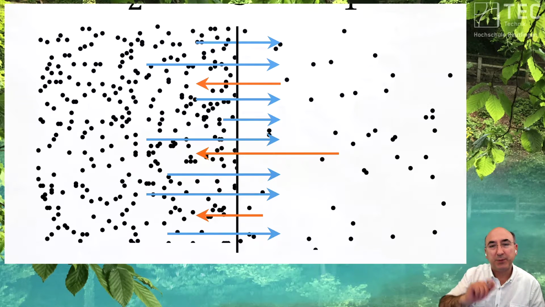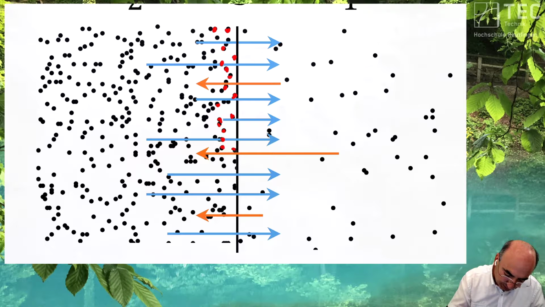Assume the pressure doesn't play a role. Just take a look at these particles in the vicinity of this interface. What do they do? They move in all directions. Now we make a cut.